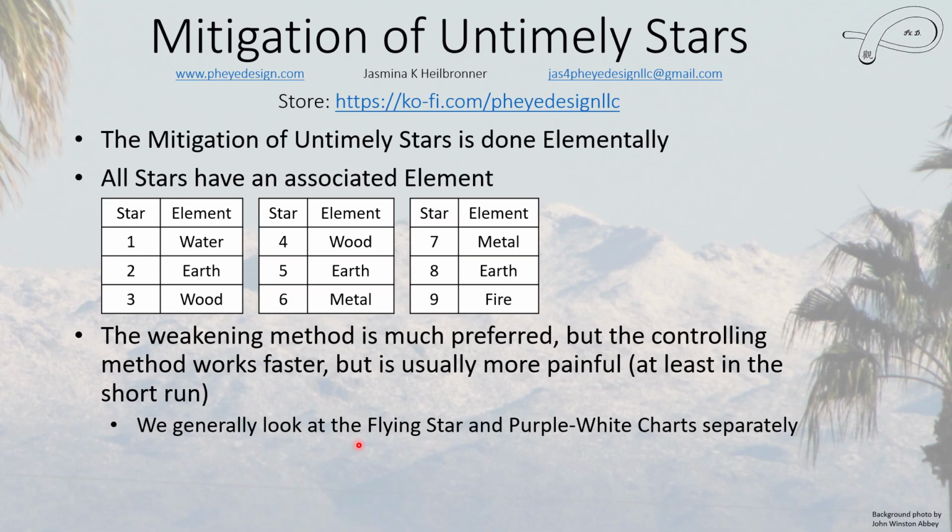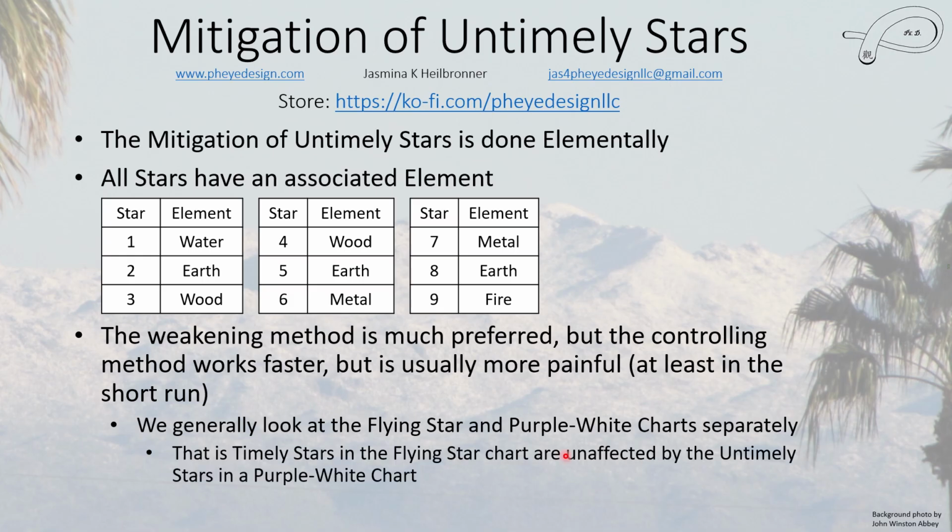Now, when we look at the flying star chart and the purple white charts, we do look at timeliness in those two charts, but they are looked at separately. That is to say, timely stars in the flying star chart are basically unaffected by untimely stars in the purple white chart. So we don't mix those two because they actually have a different effect on your life.